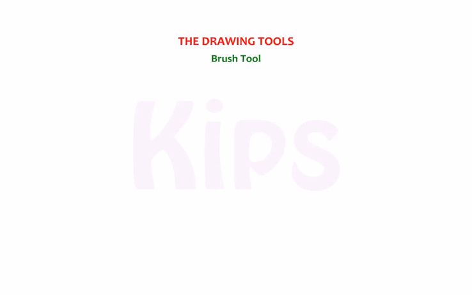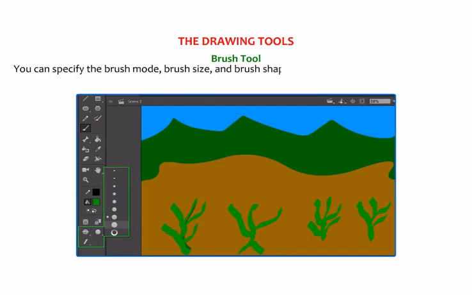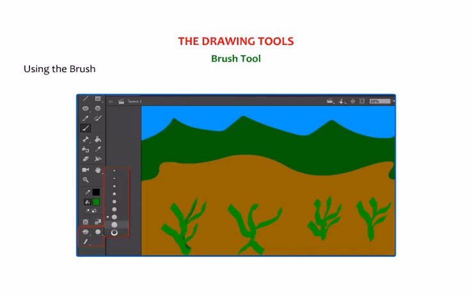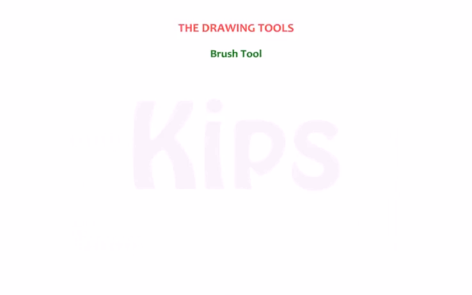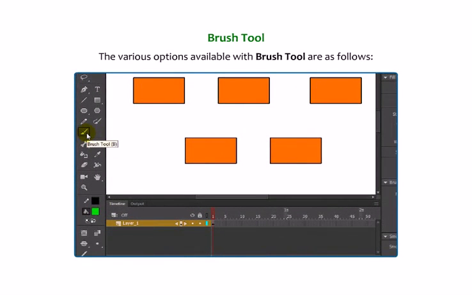Brush tool. It can be used just like a brush on a canvas. You can paint any shape with the desired color using the Brush tool. You can specify the brush mode, brush size, and brush shape modifiers that appear at the bottom of the toolbox when you select the Brush tool. Using the Brush Mode modifier, you can choose to specify different areas to be painted using the Brush tool. The various options available with the Brush tool are as follows.